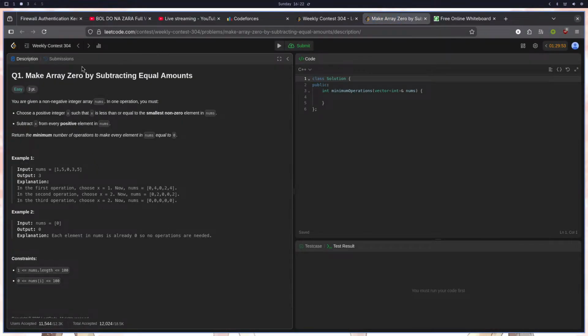You are given a non-negative integer array nums. In one operation, you must choose a positive integer x so that x is less than or equal to the smallest non-zero element in nums. Subtract x from a positive number. Determine the number of operations you need to make every element in nums equal to 0.